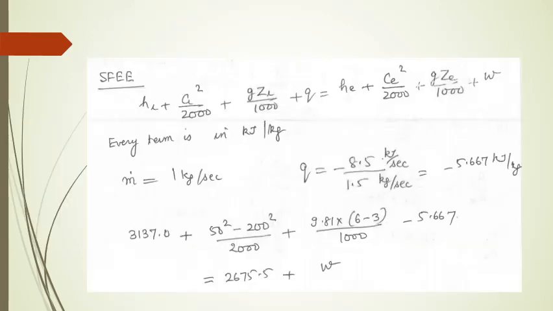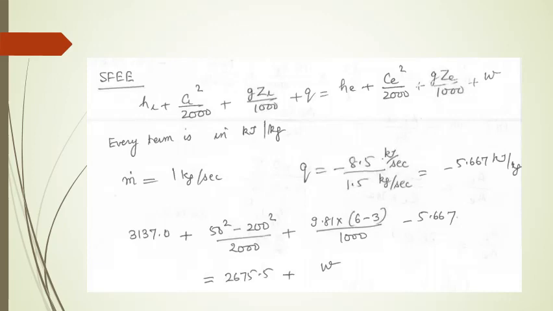So this is the steady flow energy equation. Every term is in kilojoule per kg, as I have told you earlier. Mass flow rate is 1 kg per second. Heat loss given in kilojoule per second can be expressed in kilojoule per kg by dividing the value in kilojoule per second by mass flow rate, and that becomes minus 5.667 kilojoule per kg.